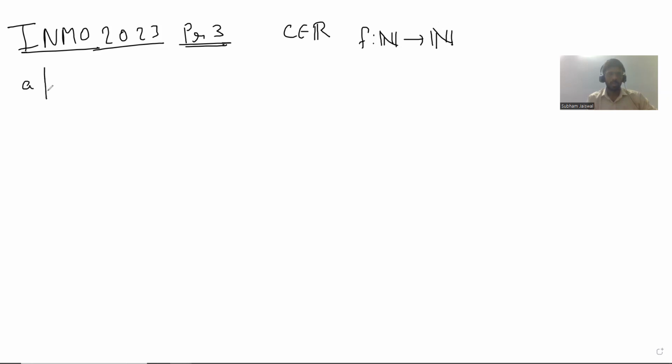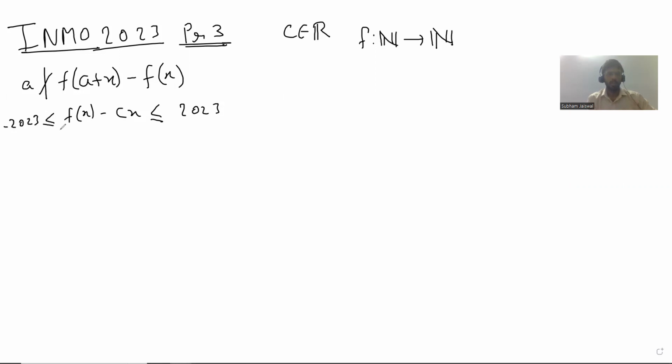property that A does not divide this. I mean, this should be x. And also f is constrained. So f(x) minus cx is, again, this 2023 is I think just an arbitrary number. So we have a real number c and we have a function f. The question is, for which c does such a function f exist?